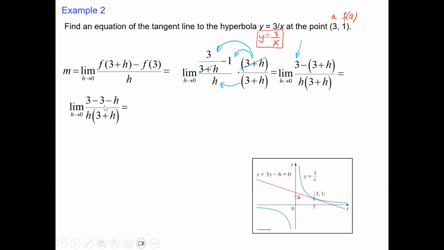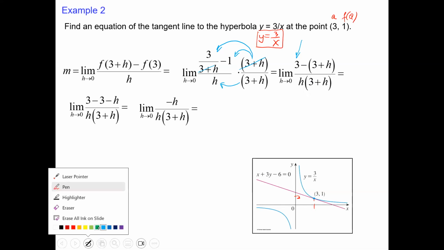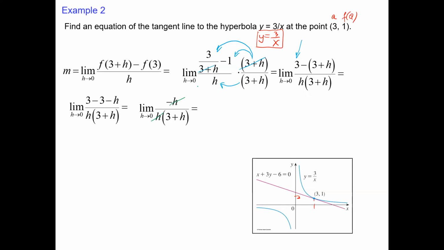Okay, let's distribute negative. Let's cancel out 3 minus 3. And now we see the common factor. h and h is gone. -1, h is 0. I mean direct substitution. -1/3. So we did find the slope of the tangent line through the limit definition. This is the slope of the tangent, important, and it's that new definition, the h form. Yeah, this is the slope of the tangent.